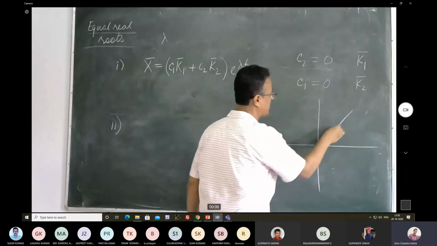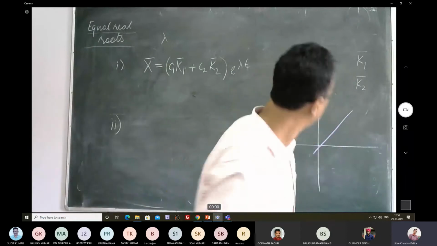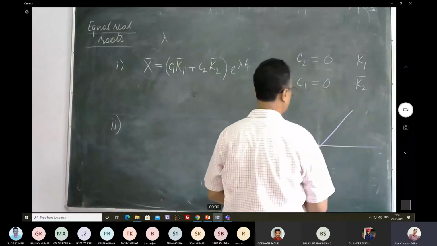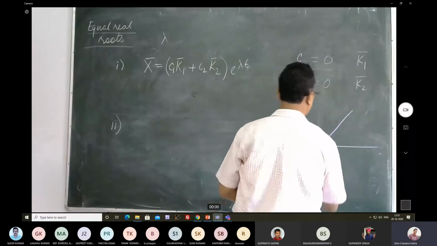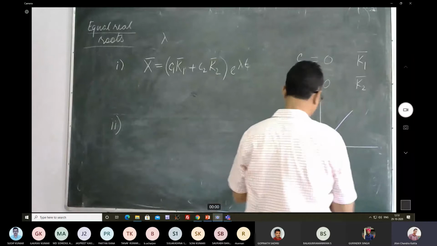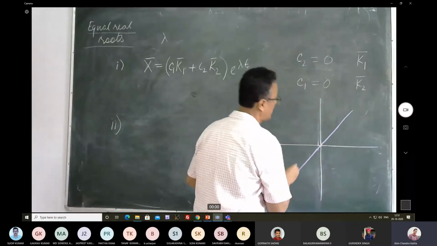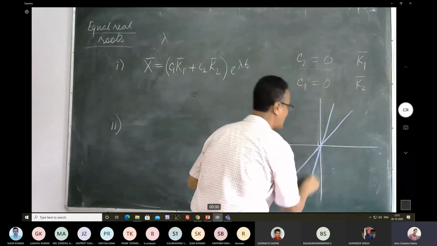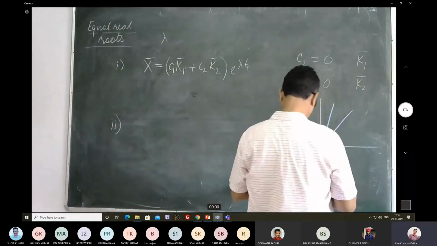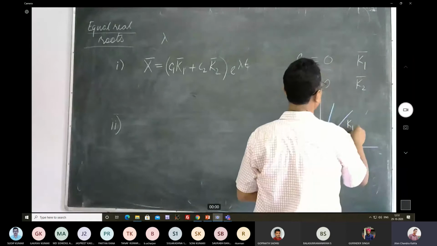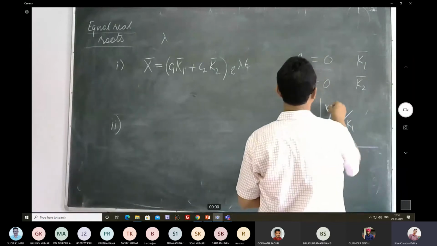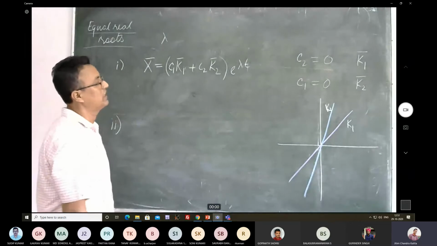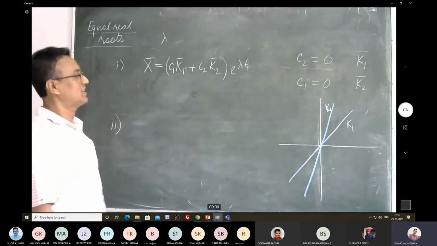Let me put my y-axis here. I'm running out of colored pencils. Suppose this is K1, this is K2. I still haven't given any arrowheads. Remember, I still haven't given any arrowheads. That I'll do later.